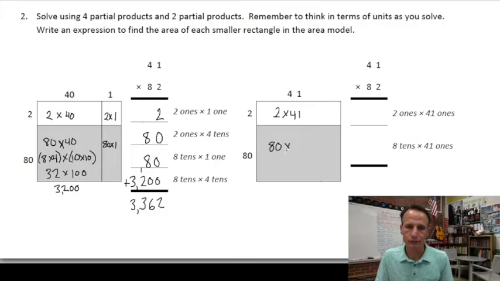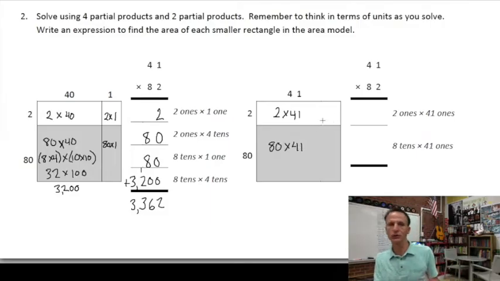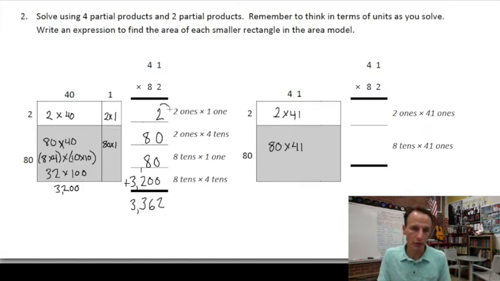Now, 2 times 41 is oh so simple. There's no regrouping. You just double 41, right, 82. And notice that it is this, 80 and 2, yes. 2 times 1, 2 times 40, 82.